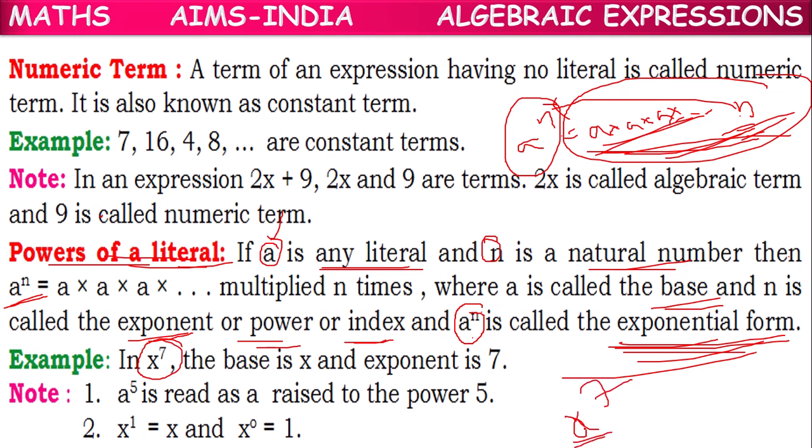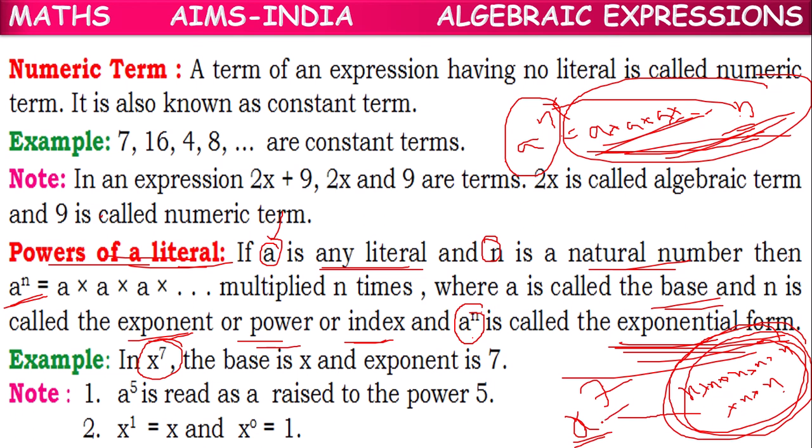Here x is repeated 7 times, or x is multiplied 7 times. That multiplication, or the product, in shortcut has been written as x to the power of 7 in exponential form, where x is the base and 7 is the power or exponent or index, which tells how many times the base is multiplied repeatedly by the same number.